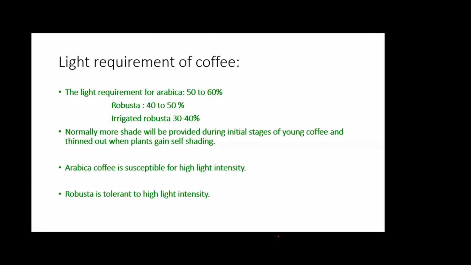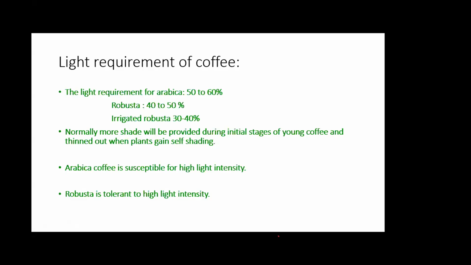So what percentage of light is required for the coffee plants? For arabica coffee, we are saying 50 to 60%. For unirrigated robusta, we are saying 40 to 50%. And for irrigated robusta, we are saying 30 to 40% of the light should be there in the estates.